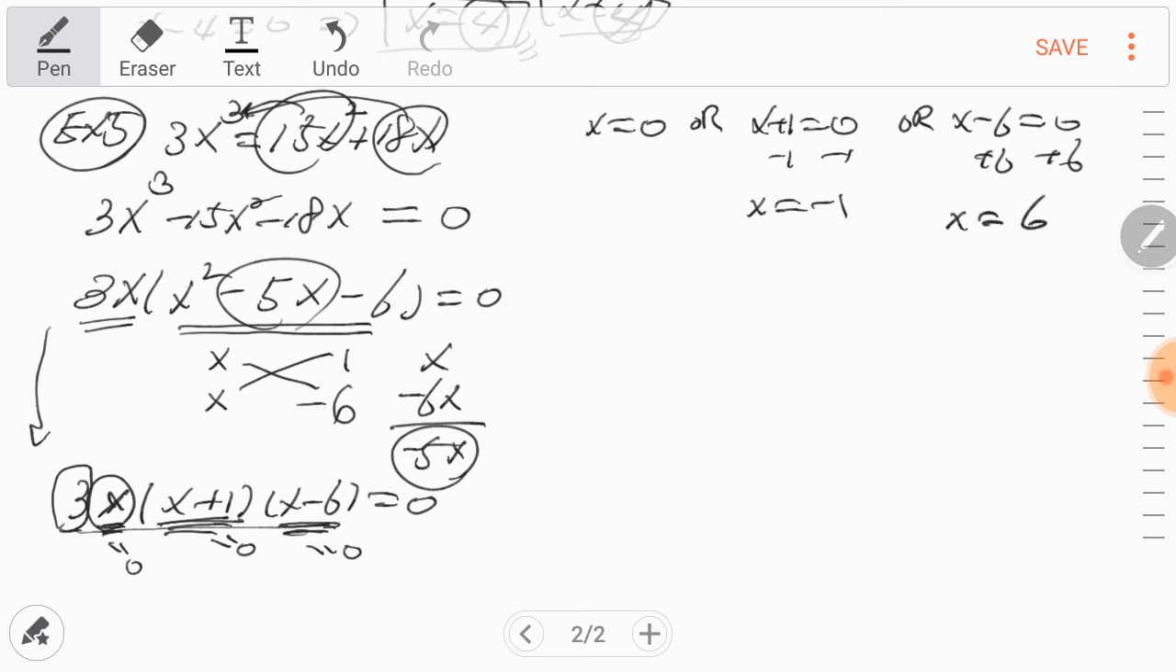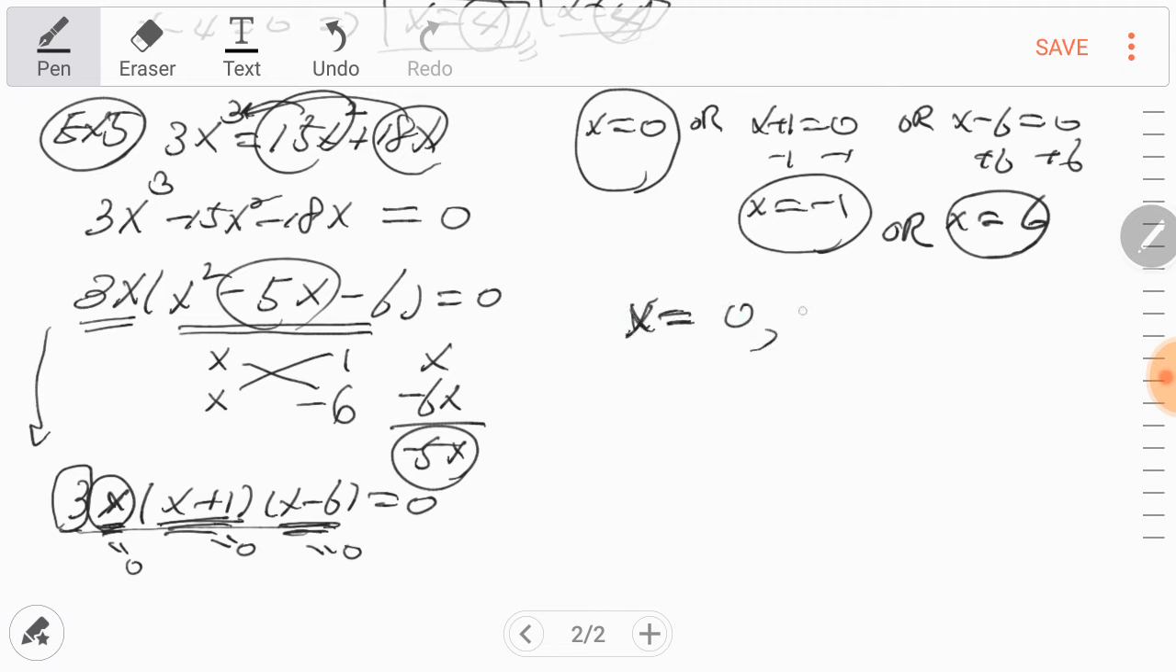So there are 3 x values. One is x equals 0, x equals negative 1, or x is 6. So the solution to this equation is x is 0, negative 1, or 6. So there are 3 x values. Okay, let's try the next example.